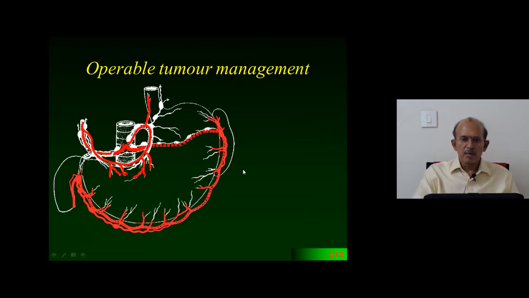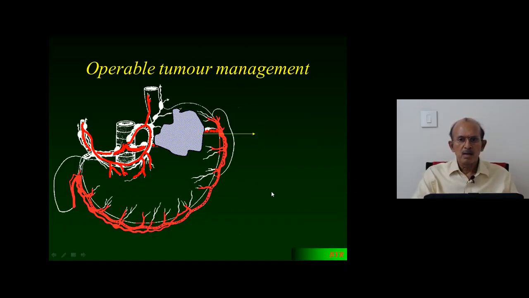So, the operable tumor management. For example, the tumor is there in the upper 2/3 of the stomach. You have to do total radical gastrectomy. That means total gastrectomy has to be done. It should be radical. When do you call a surgical procedure radical? When it includes the lymphatic draining tissues also. That means all the tissues bearing the lymphatics draining from the stomach should also be included in the resection.